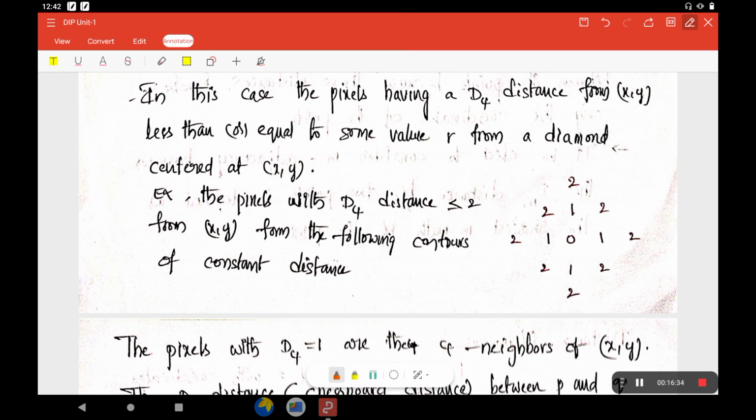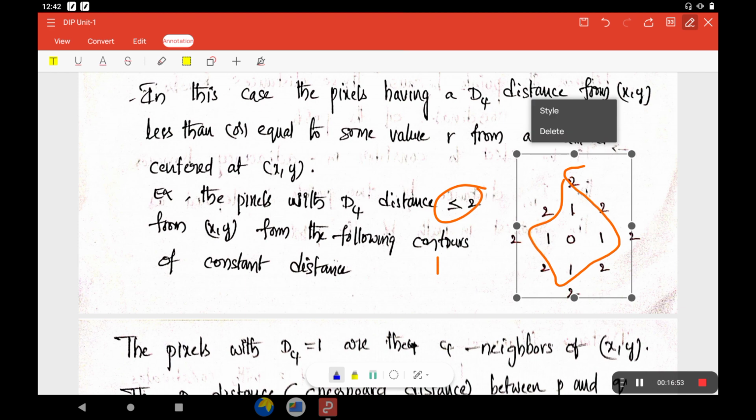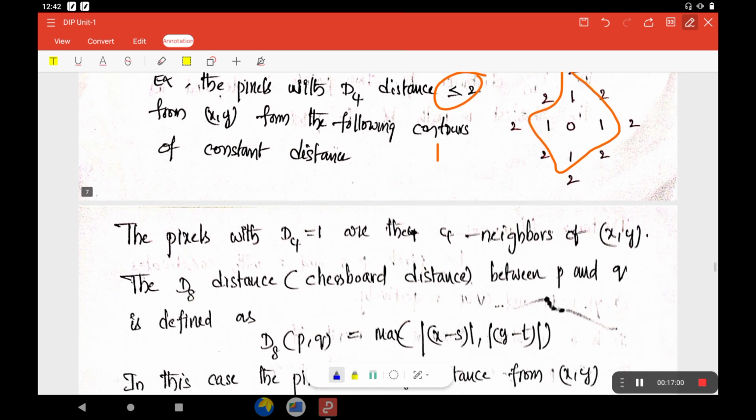Suppose the D4 distance is equal to 1, then it is the 4 neighbors of P. If the distance value is equal to 1, the diagonal neighbors are not present, so we have only 4 neighbors. So this is nothing but the 4 neighbors of P.